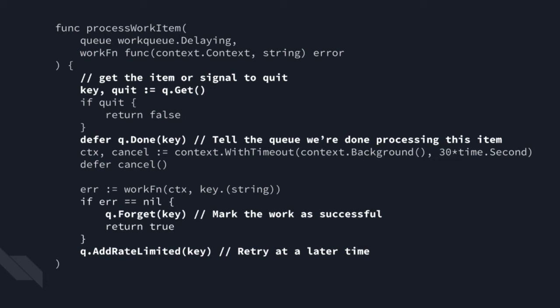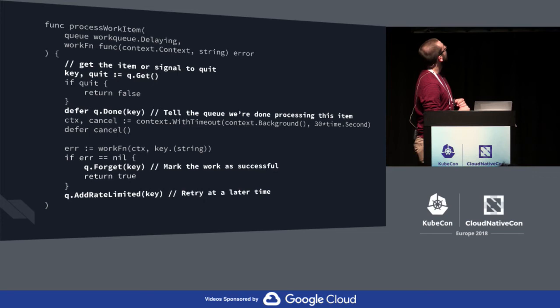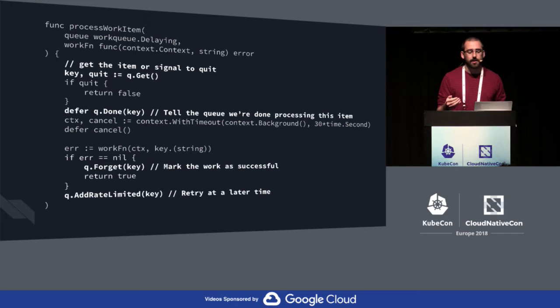But this function does a little bit of work. The first thing it does is it gets the item from the queue. And when you get an item from the queue, you get both the key and an indication of whether or not the queue is shutting down.